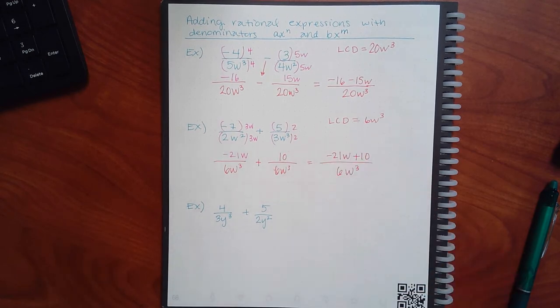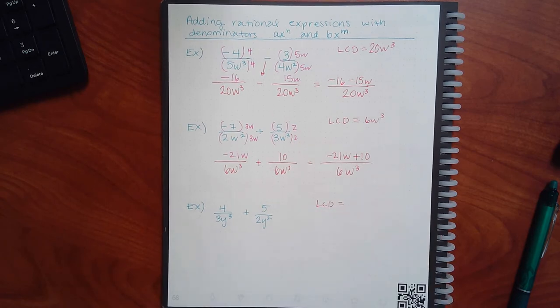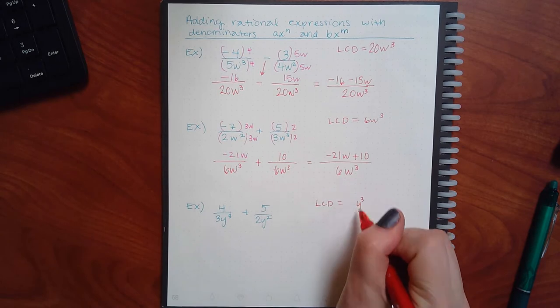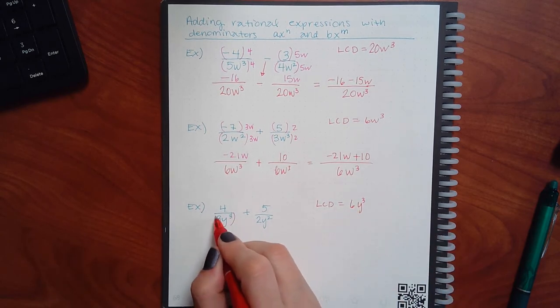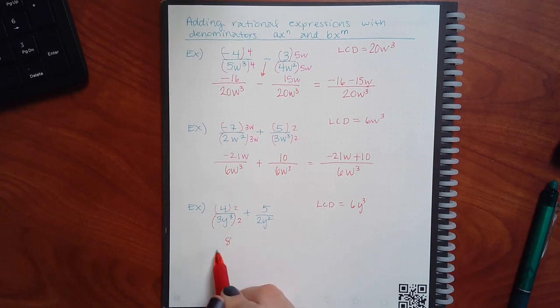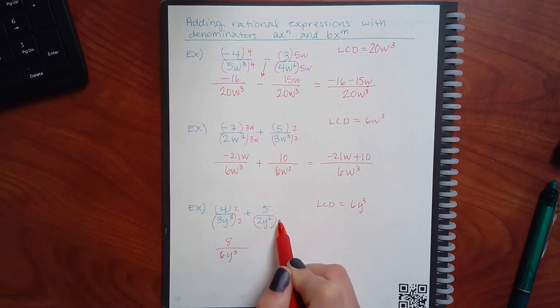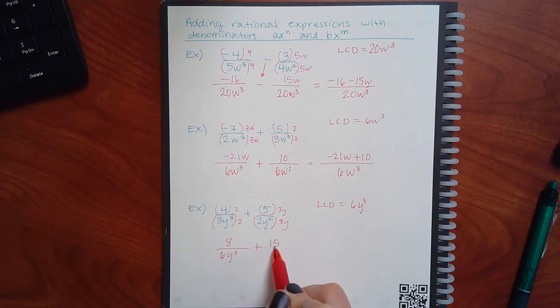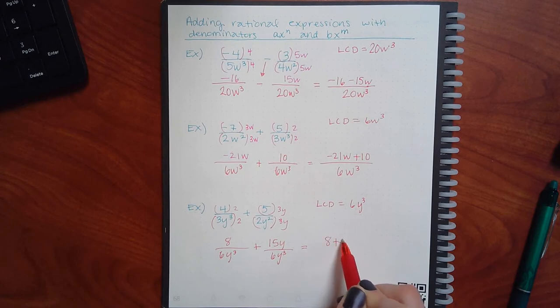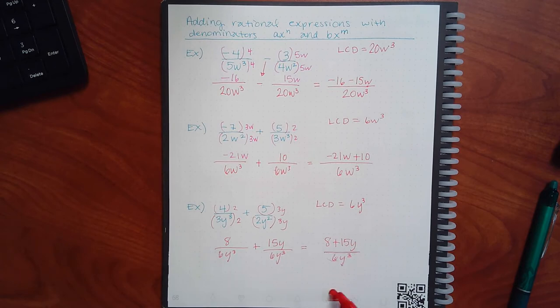Nope, so that's it. What's the common denominator here? Y cubed. 6 on that one. So what do I have to multiply this one by? By 2 over there. So that gives me 8. What do I have to multiply by here? 3y. So that gives me 15y. And then I have 8 plus 15y. And the top cannot be factored, so that's it.